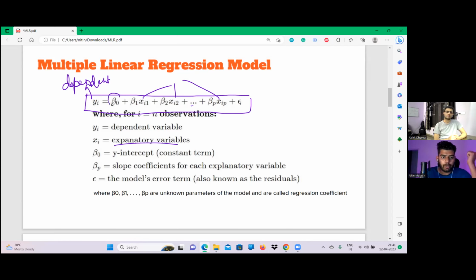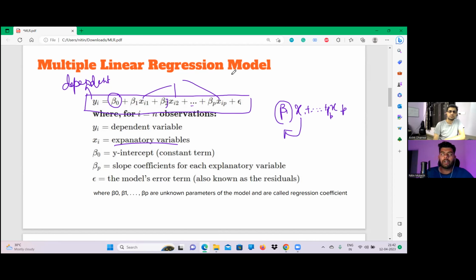This beta naught is called the intercept. It's still the intercept, because even though we are talking about more than one feature, beta naught is still the intercept. And these beta p, whatever coefficients we are going to estimate, are all called the slope coefficients for each explanatory variable. So let's say you have x1 to xp, so for each of these predictor variables you are going to have a beta, like beta 1 times x1 plus beta 2 times x2, up to beta p times xp. So these are called the slopes for these predictor variables.